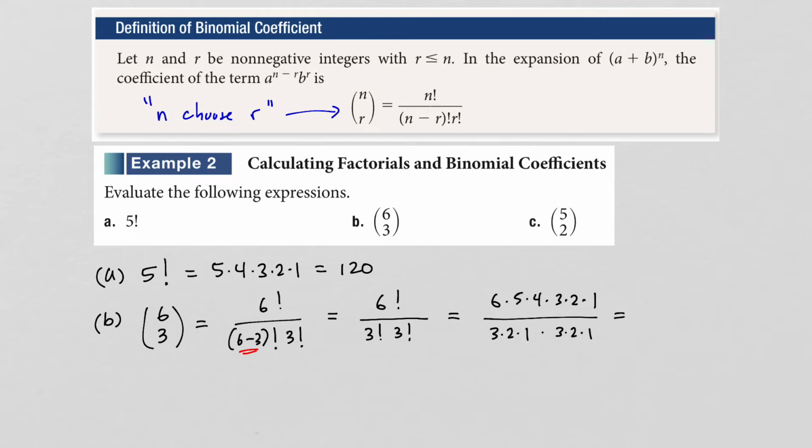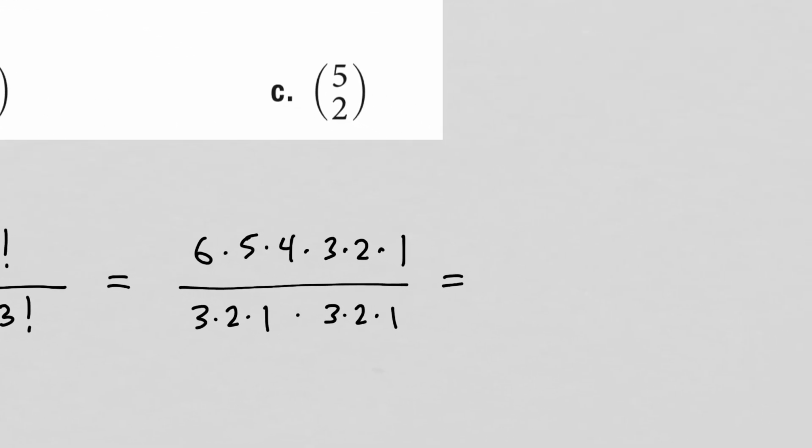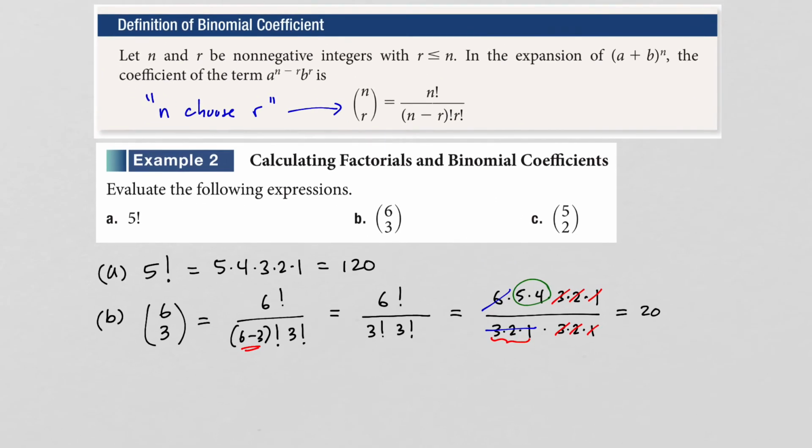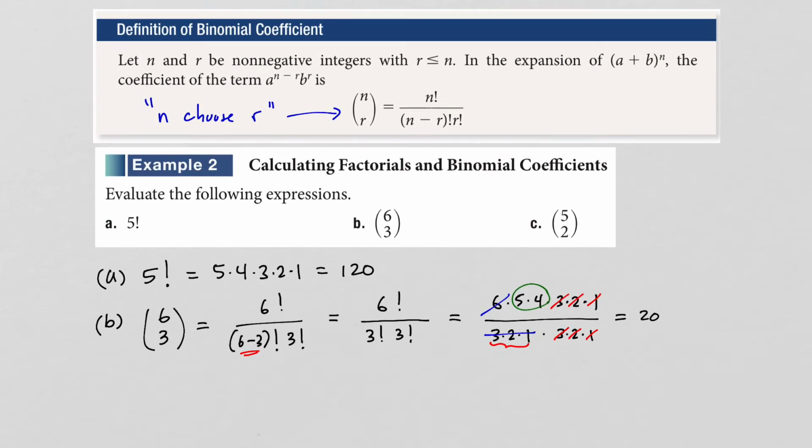And there's lots of ways you can simplify. Rather than multiplying everything out, what I like to do is cancel common factors. So 3 times 2 times 1 will cancel out with 3 times 2 times 1. And then 3 times 2 times 1 here, that's equal to 6. That will cancel out this 6 right here. And so all we have left over in the end is 5 times 4, which is 20. And so 6 choose 3 turns out to be the number 20.